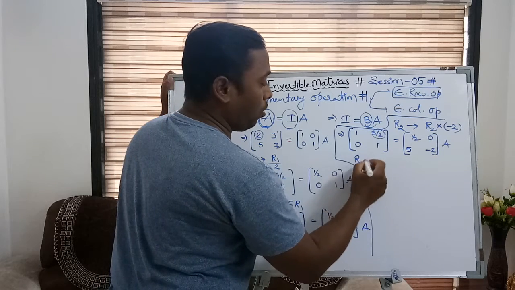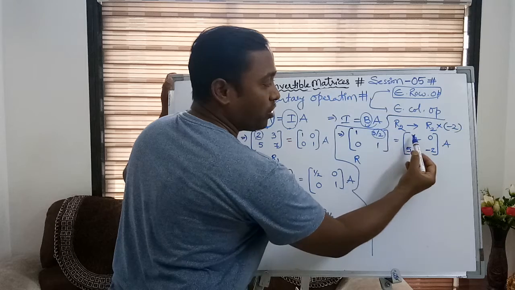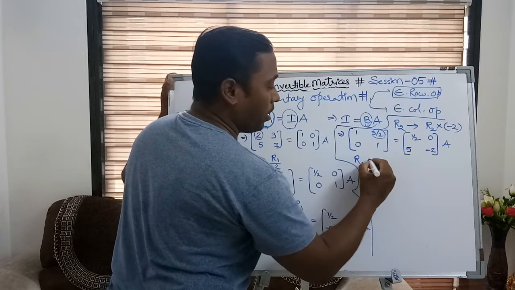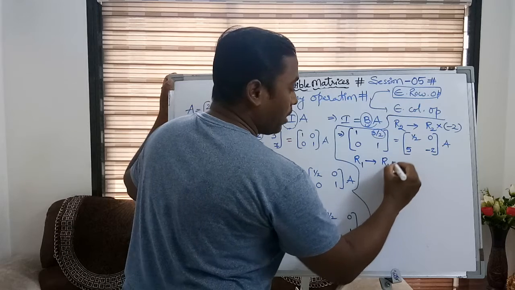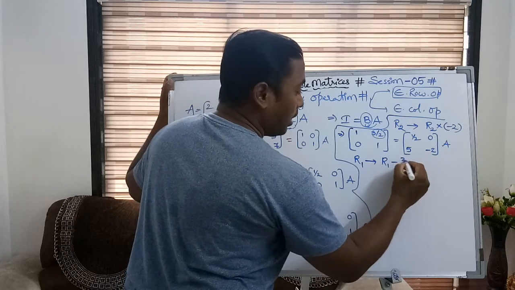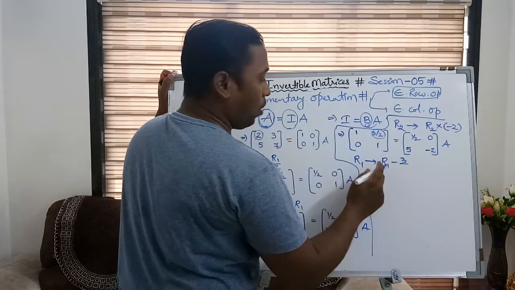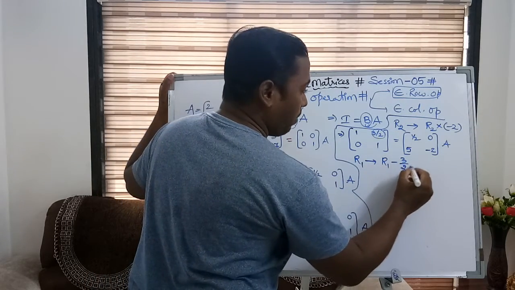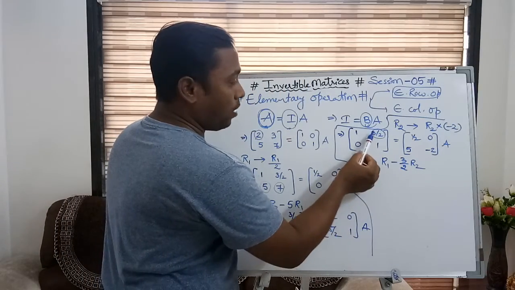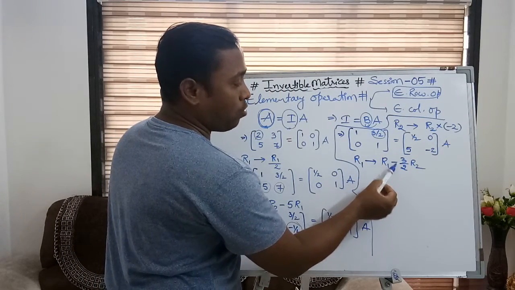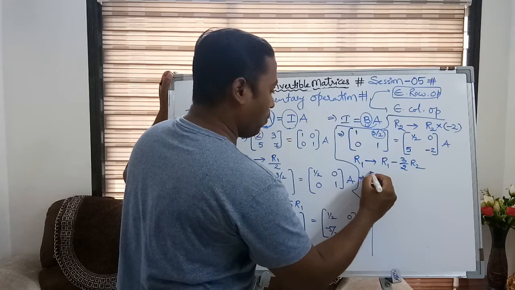So I am looking for the change in R1. मुझे R1 में change करना है, इसलिए R1 को ही लिख रहा हूँ मैं. R1 is going to change. How? R1 minus 3 by 2 times of R2. Remember, यानी R1 के element में से क्या subtract होगा? 3 by 2 times of R2. So if I do that step, what am I going to get?